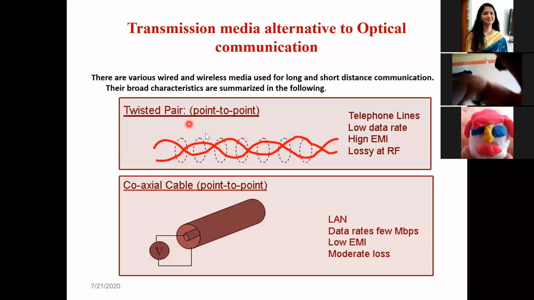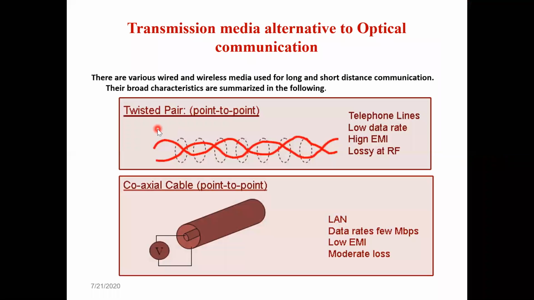So the first one which initially came was twisted pair. Please write down the key points, no need to draw anything. We use twisted pair for point-to-point communication. It was used in the telephone lines. It had a lower data rate, there was high electromagnetic interference, and as we increased the frequency, it was lossy at radio frequency.